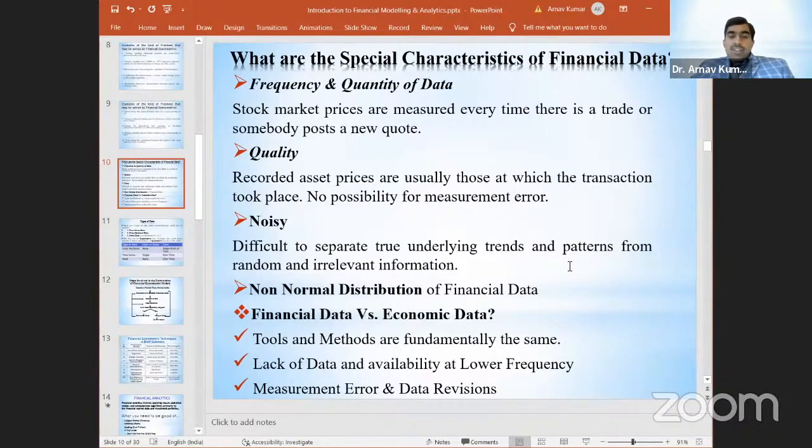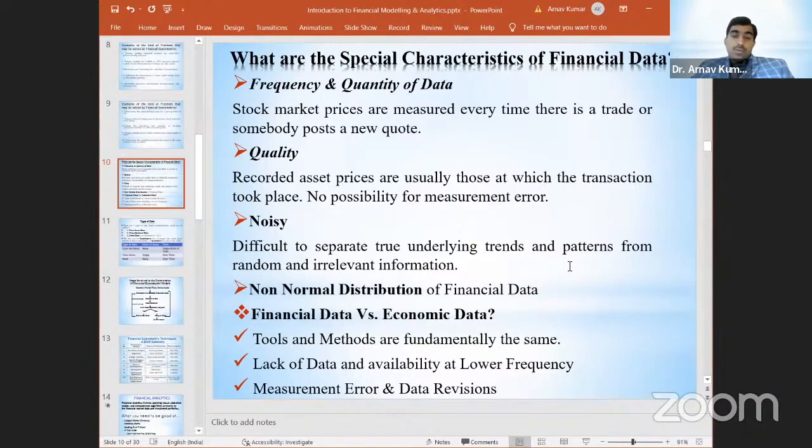And we all know that financial data does not have normal distribution. And compared to economic data, the frequency is much higher, and the tools and methods of analysis are much better. But financial data is noisy, but also free from errors and data revisions.